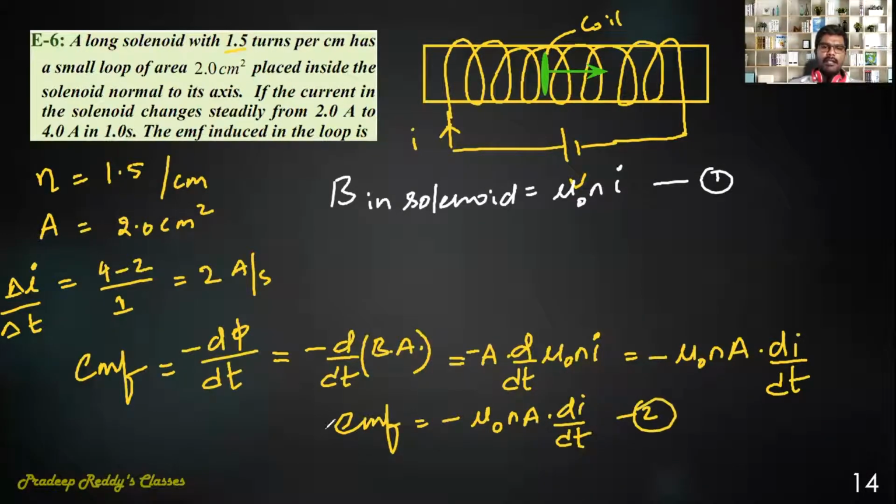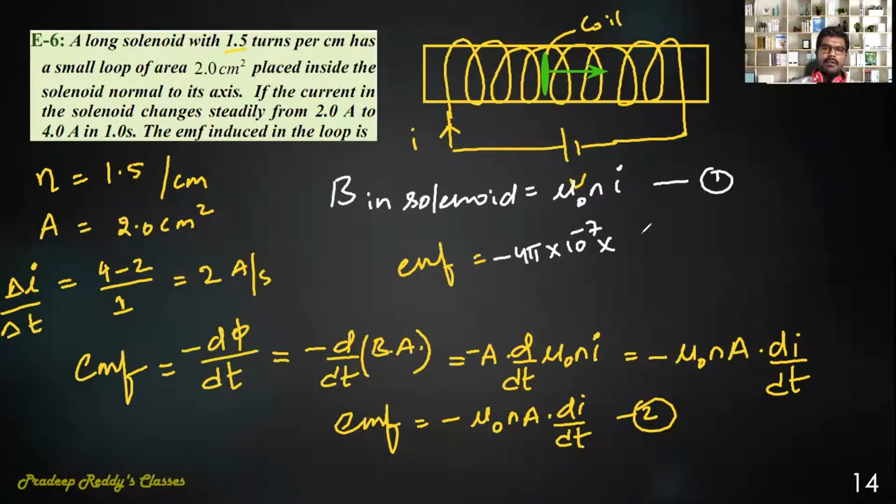Now in order to calculate the EMF developed, substitute all the values in the problem. So from equation 2, you can just substitute: EMF induced is equal to minus 4 pi into 10 power minus 7.